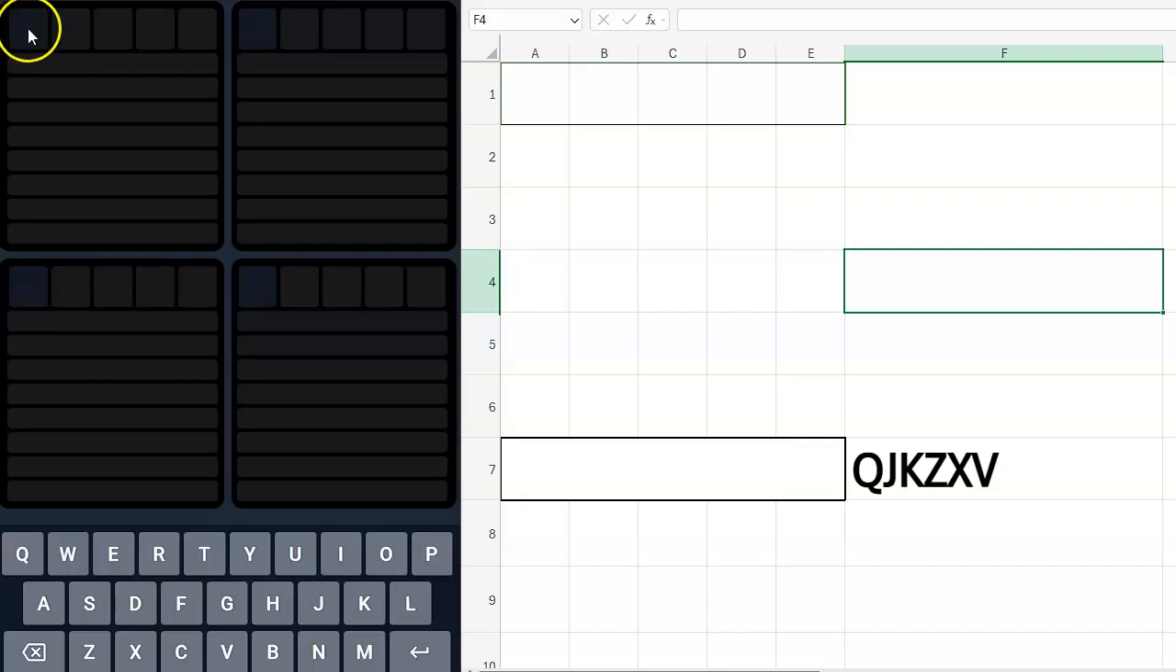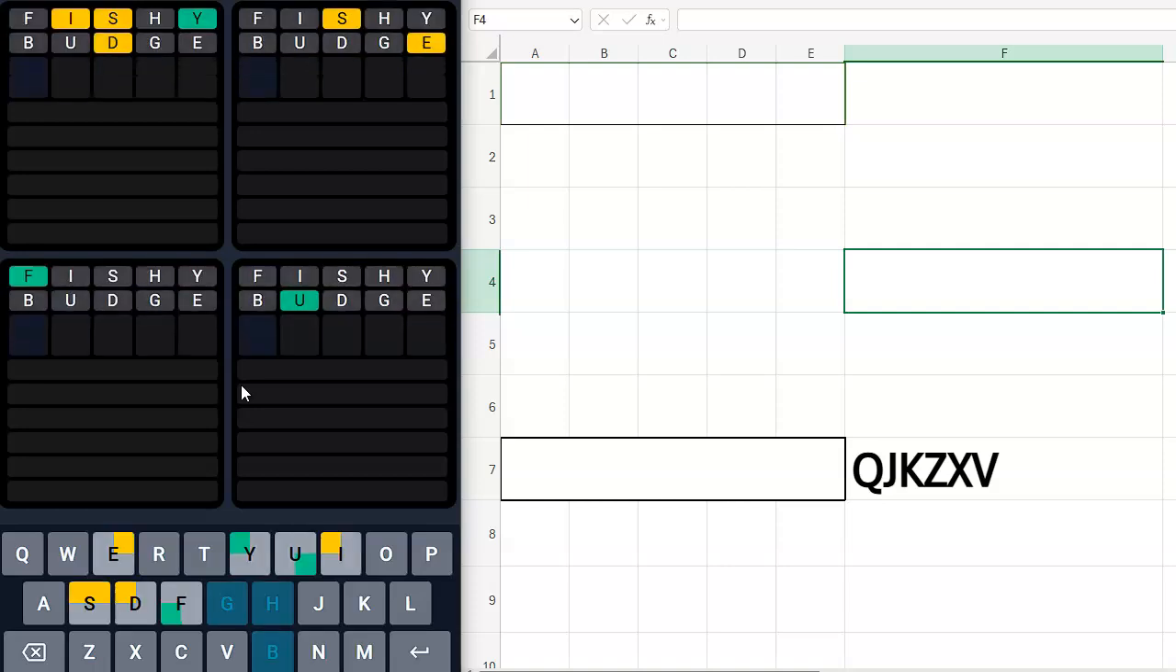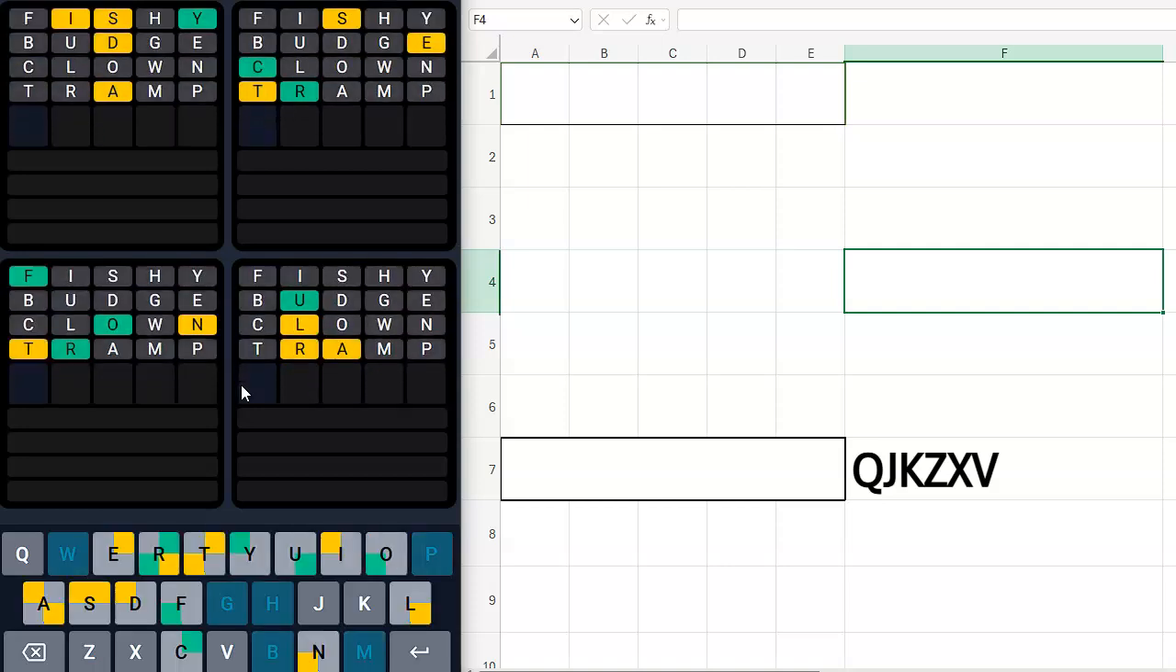Okay, so now I'm going to switch over to Quordle. I'm going to put in 4 standard words. That'll give me 20 unique letters and hopefully a lot of green and yellow on the board. Then, assuming I don't get any from my 4 words, I have 5 chances to find the 4 words. I'm going to put in fishy, budge, clown, tramp, and this has to be front, F-R-O-N-T.